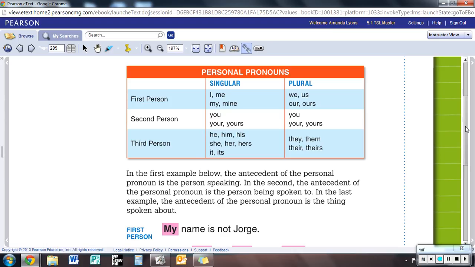We ran into one yesterday, that one about the Lees: when they moved, they gave their pets to me. We had me hanging out there. It's a first person singular pronoun, so there was no antecedent that could be found in the sentence. Well, that's because the antecedent is the person speaking. You just have to understand it's the person speaking. You're not going to find it in the sentence.